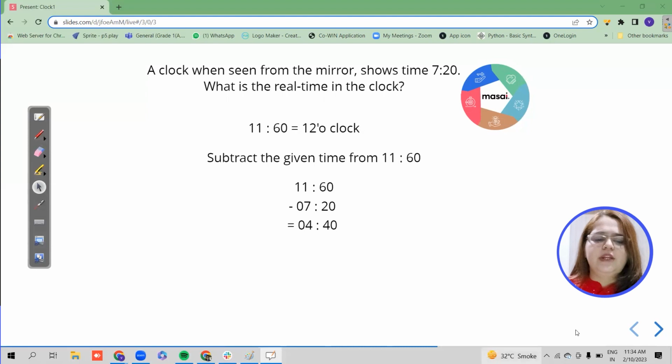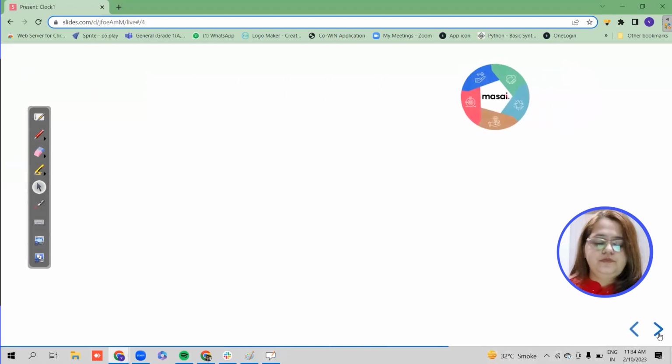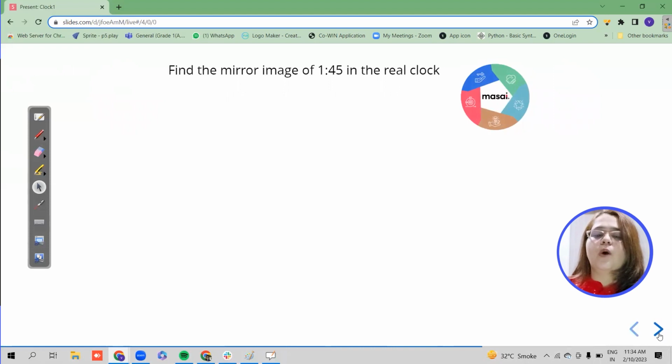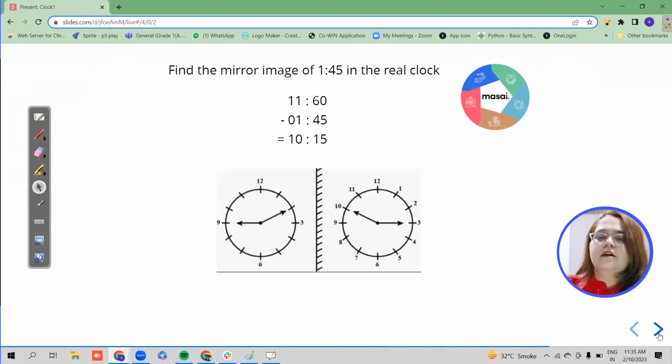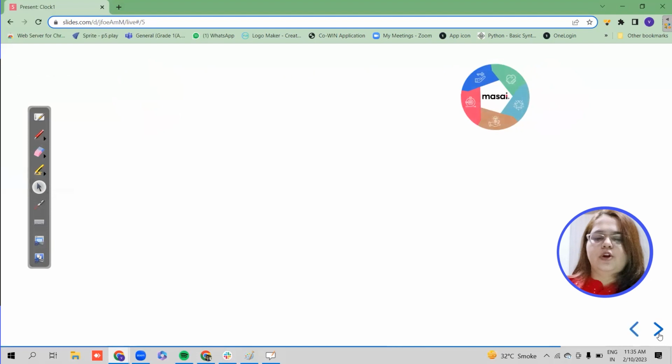Let's see a few more examples where there would be some different numbers. Moving ahead, let's see the next question. Find the mirror image of 1:45 in the real clock. Now you can solve that within 1 second. 11:60 minus 1:45. 60 minus 45 is 15. 11 minus 1 is 10. Oh wow, so it's quick. Yes, so this is your answer, 10:15. You can quickly see that in the image also. Just for confirmation, as you are learning, you can visualize and see the image. But once you are good with that, you do not need to visualize or check.